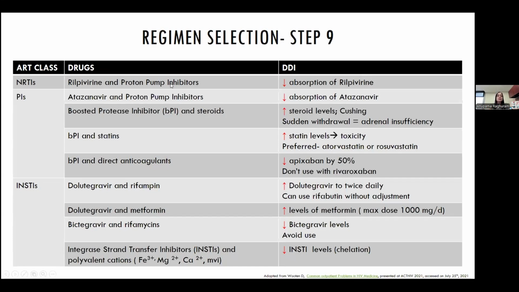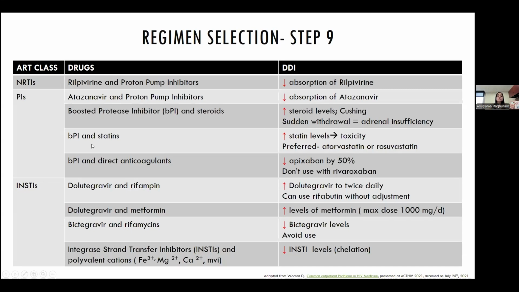So we already talked about proton pump inhibitors with both rilpivirine and atazanavir, that it can decrease the levels. Then there is an interaction with the boosted protease inhibitors and steroids. Because the boosting agent is going to block clearance of the steroids, those concentrations will be higher and it can be very severe and actually cause Cushing's disease.